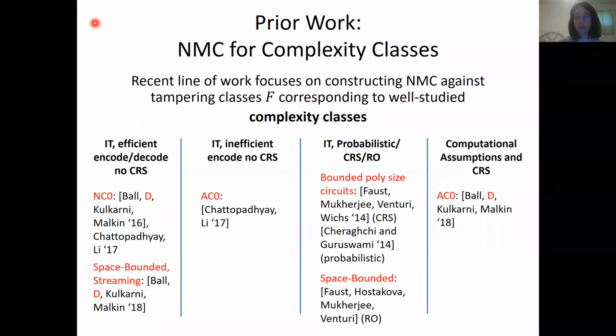Prior to the work that I'm going to be talking about, it was known how to achieve non-malleable codes in this optimal setting for NC0. For AC0, there was also a construction, also information theoretic, and in the standard model. However, there was a caveat, which was that the encode function was inefficient. A message of length k would end up being encoded with a code word of exponential size in k.